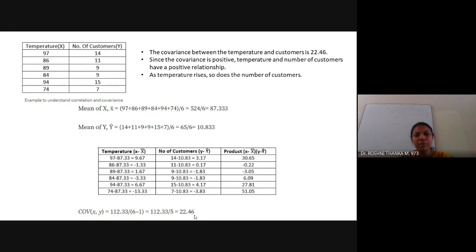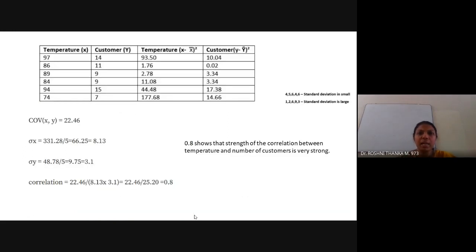After finding the covariance between these two variables, now we have to find the standard deviation. We know what standard deviation is, right? Standard deviation means how well your data is spread. If you see here 4, 5, 6, 4, 6, the data is spread only between 4 and 6. But in this data 1, 2, 6, 9, 3, the data is spread across 1 to 9. So the standard deviation for this particular data is large. That is what we are going to find here.